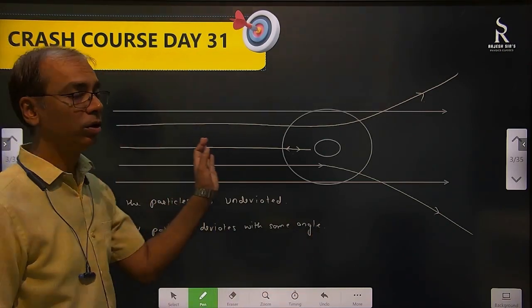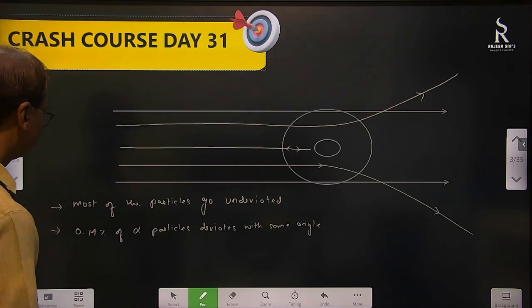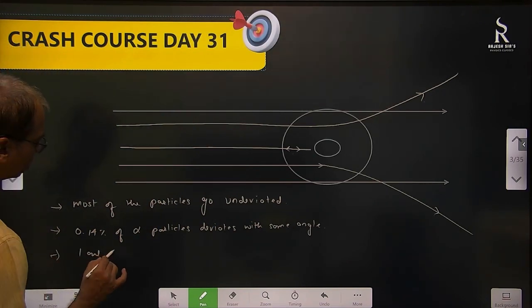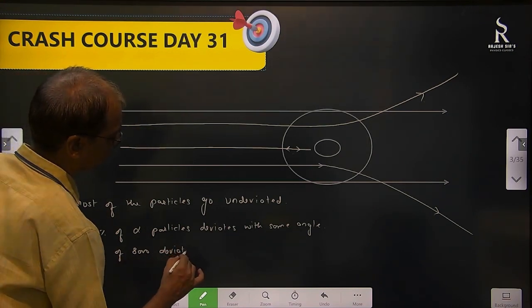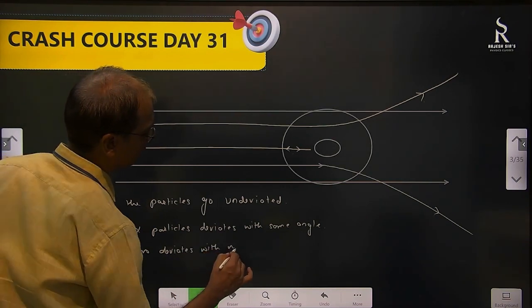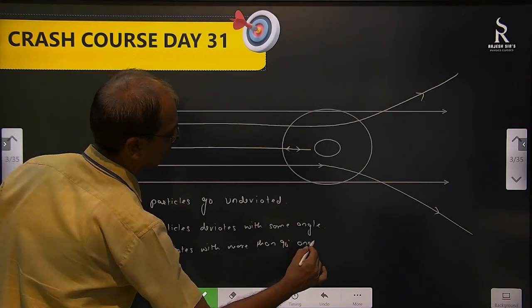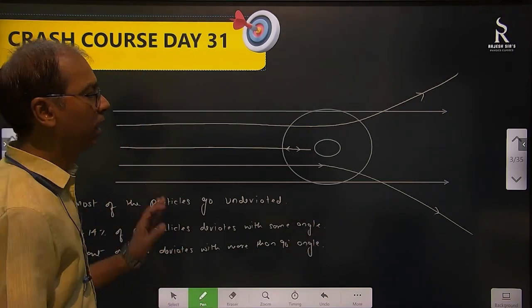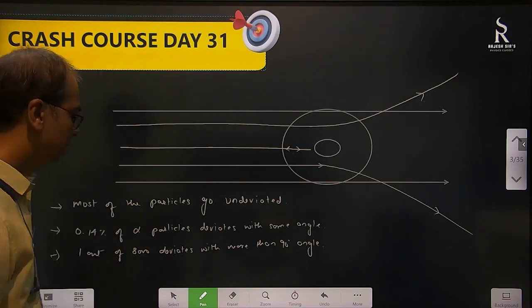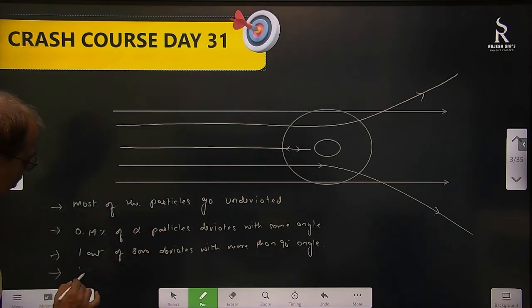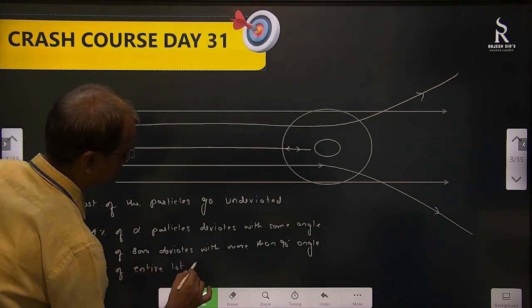One out of 8,000 deviates with more than 90-degree angle. And one out of the entire lot will return back to its own path. One out of the entire lot returns back.